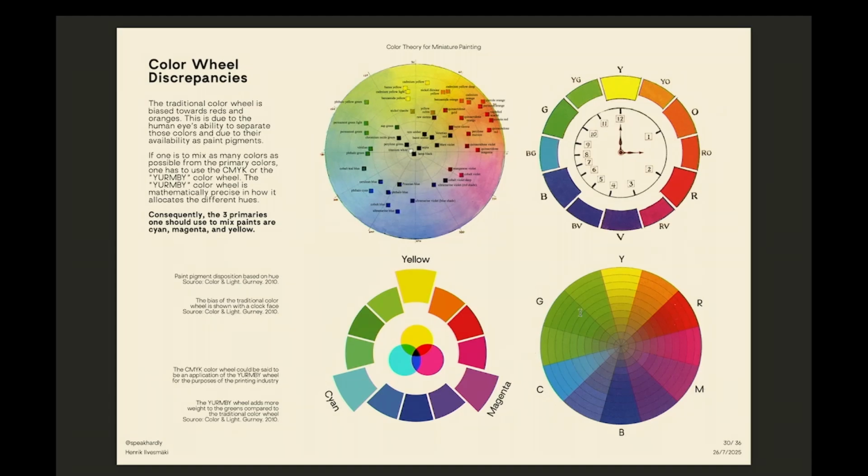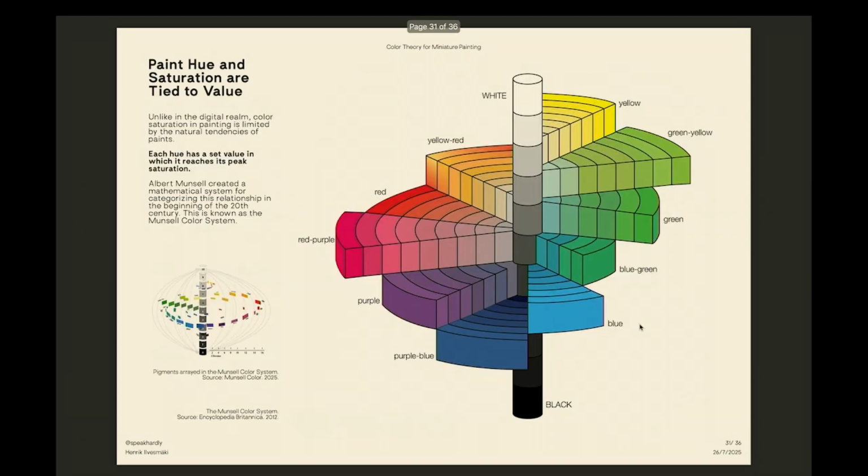Usually what artists then do, if they want to reach every color on the color wheel, is have 6 primary colors. So then you have something called the Yermby color wheel here, which has yellow, red, magenta, blue, cyan, and green. Now, you don't necessarily need to worry about this. Usually the RYB color scheme will be plenty enough for you, but this is just so you know.